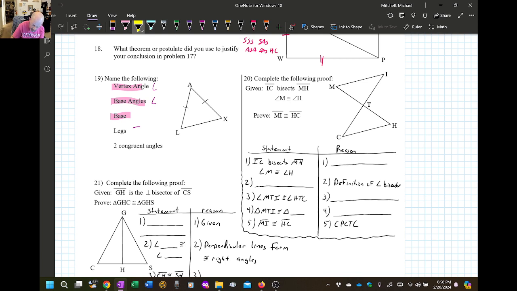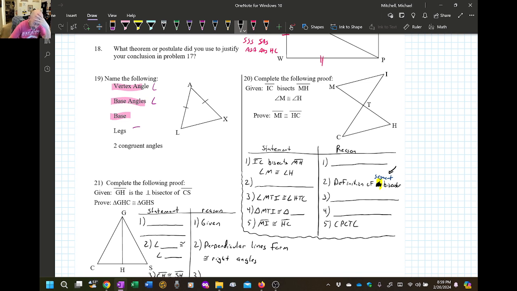Oh, I wrote this out wrong here. This should say segment bisector, not angle bisector. I got to fix that. Hopefully I put it like that on your worksheet. I don't know if I did or not. This is written up separately. It should be segment bisector, but that's a hint.